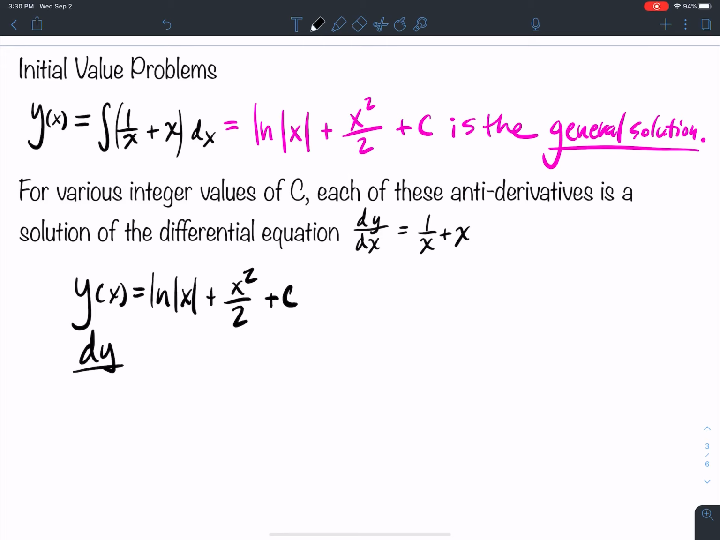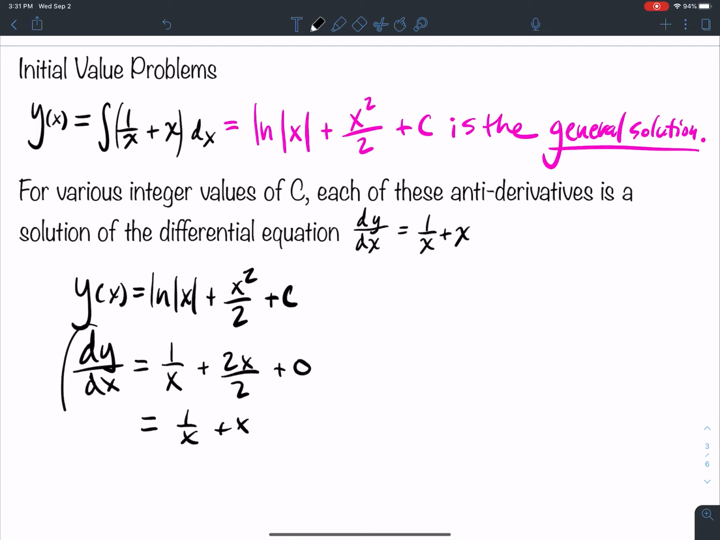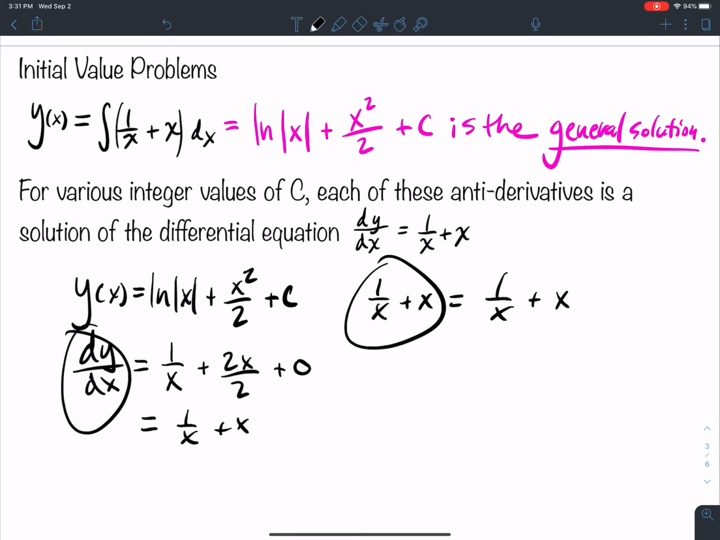Well, dy dx is the derivative of ln x, which is 1 over x, right? And then the derivative of x squared over 2 is 2x over 2. And the derivative of a constant is 0. So this is 1 over x plus x, right? So that means I can substitute this in for that right there, and I have 1 over x plus x equals 1 over x plus x. Therefore, this is a solution to the differential equation.